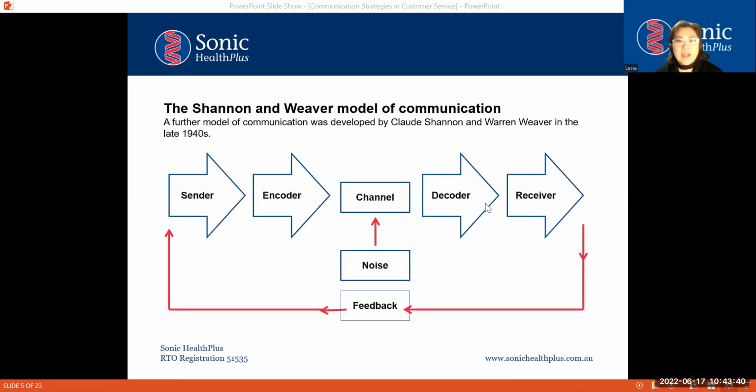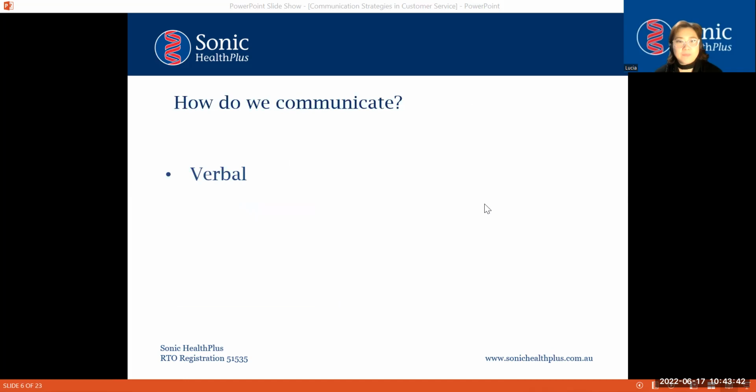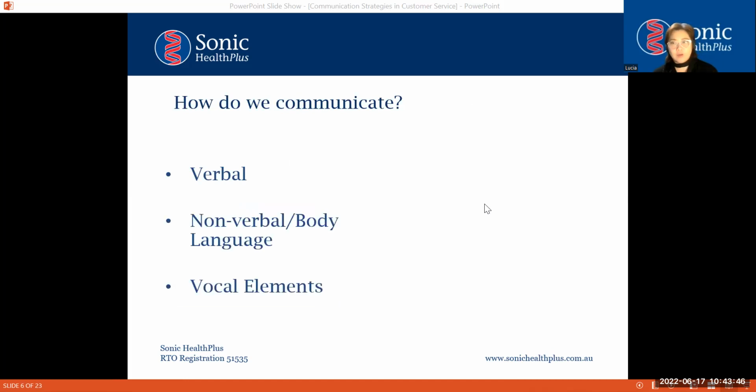Okay. Now, let me skip on that. So I have mentioned to you that it's not just verbal communication, but there are other ways of communicating. Have a look at the percentage of how much our brain registers and interprets messages. Okay. Words are only 7% in terms of value. And the body language is absolutely 55%.